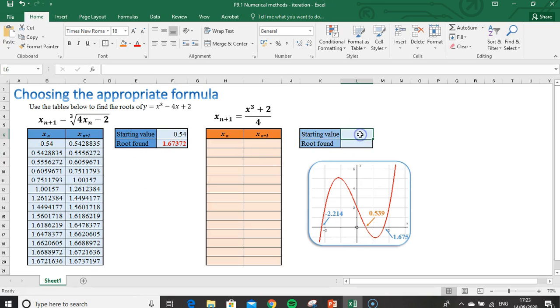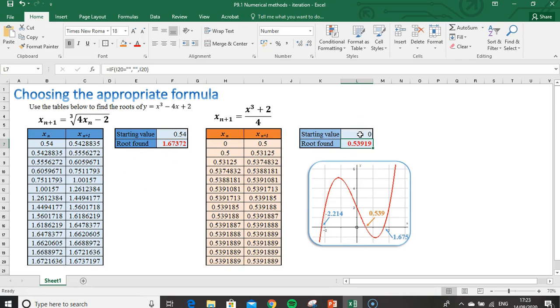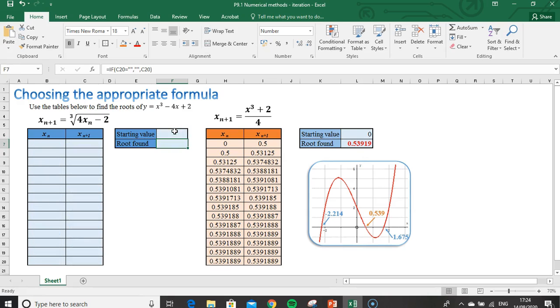However, if we pick a value of 0, there you go, that's absolutely fine. Just for sport, this is what we've got, 0.5391889. Let's put that in. So we've got 0.539. Oh, I think I've typed that wrong. Let's try again. 0.5391889. Where's it going to go to? Look at that. It's actually gone and found this root again. That's just bizarre.